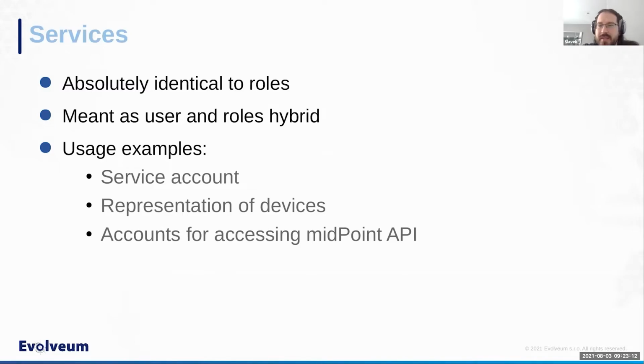The second tricky object is the service object. We talked about it last time, but I would just try to summarize it somehow. Services are absolutely identical to roles. There is no difference at all. It's just a different name for the object, but on the technical level, they are completely the same. And services, when we created them, were meant as a kind of hybrid between users and roles.